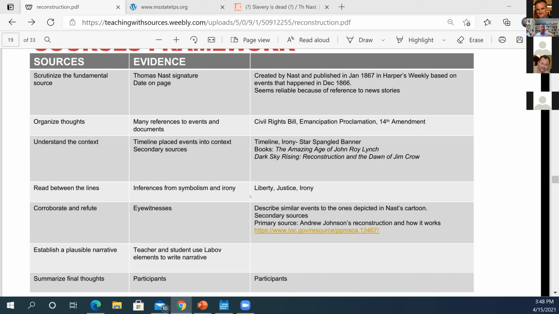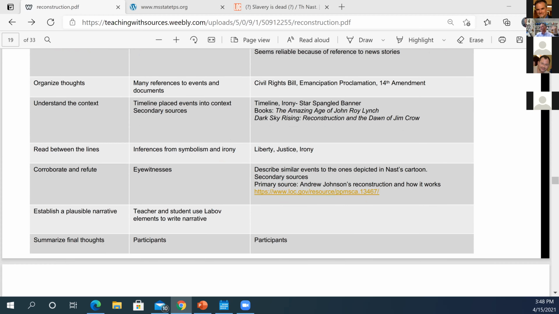Corroborate and refute. We have two eyewitnesses. We have Lynch's report of black codes, and we have, who's the other guy's report? Schurz's report. They're both reporting that there are these problems. And Schurz comes from a wonderful book called A Just and Lasting Peace that I use, a bunch of primary sources about Reconstruction. His report's in there, and it's much longer than what I've shared with you. And so we can corroborate those things, and the students found some things that refuted that. Establish a plausible narrative. I'm going to do that in just a minute, and then we'll summarize our thoughts.